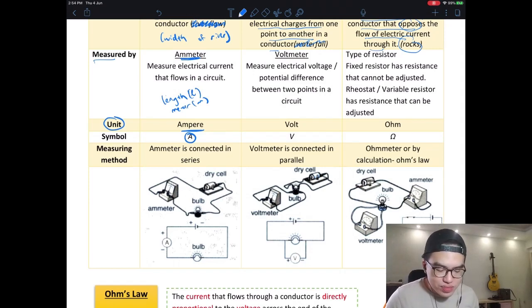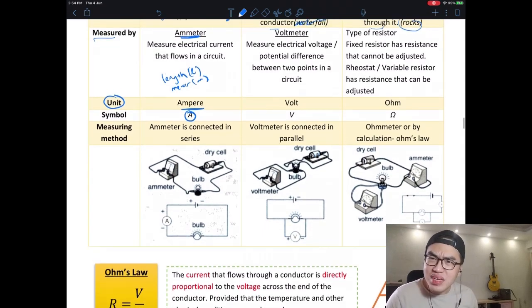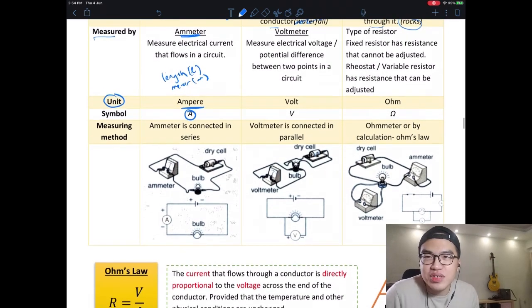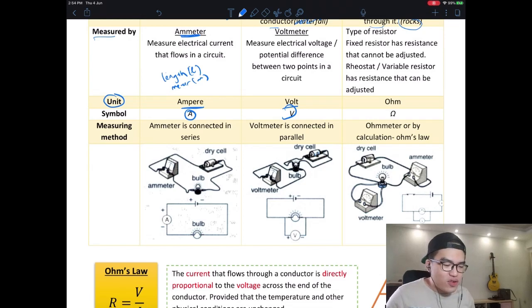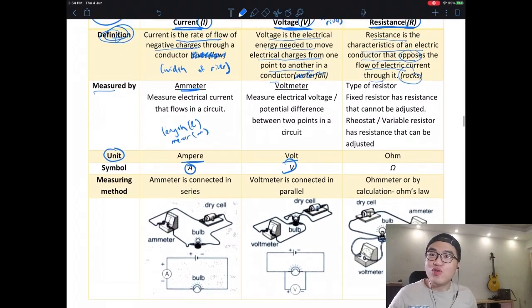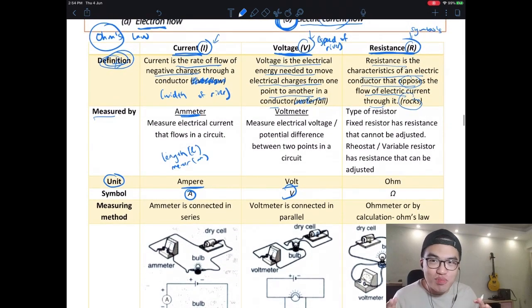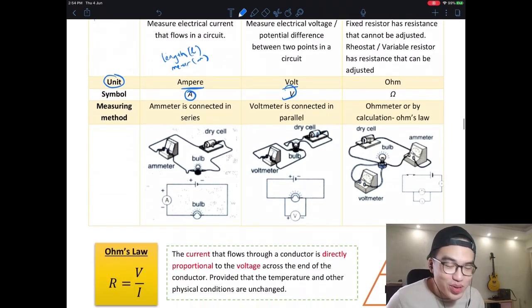And then volt. Voltage we use volt. Very simple, and it's V. So voltage is the simplest one. Everything is V. And then for resistance, remember who found electricity? It's our Mr. Ohm. So now we use ohm. We use his name, Ohm.